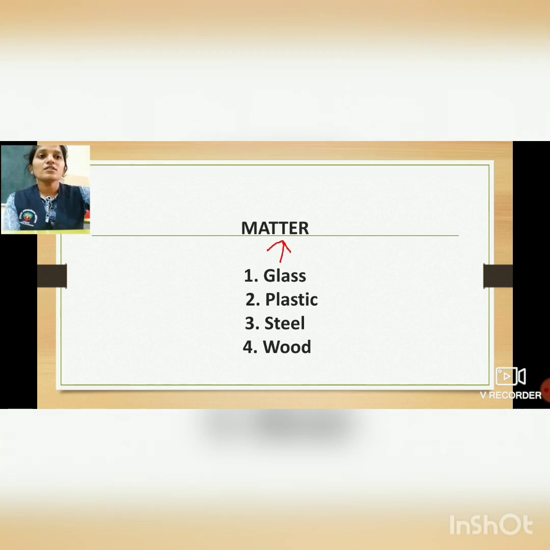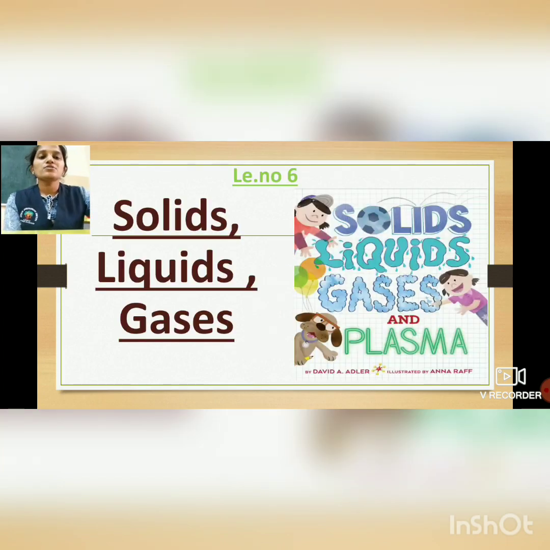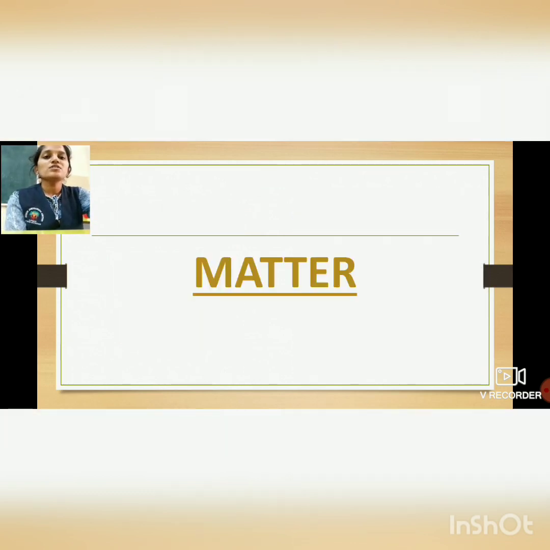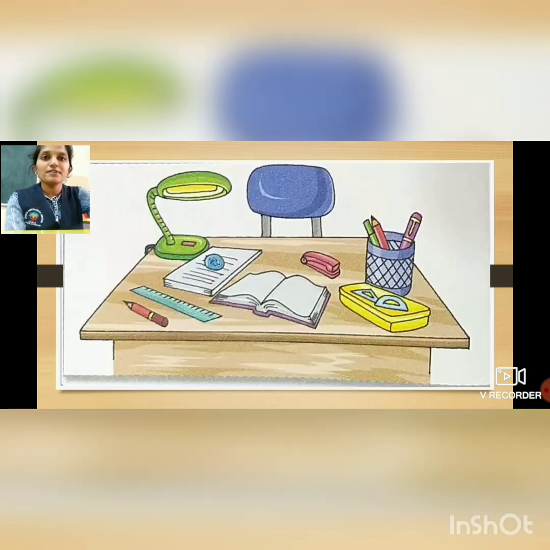Now students, here is the name of our lesson, that is solids, liquids and gases. Now we are going to see exact information about matter. So students, what can we see on the screen? There is a study table and there are so many things on the study table, and all these things are made of material, and that material is known as matter.